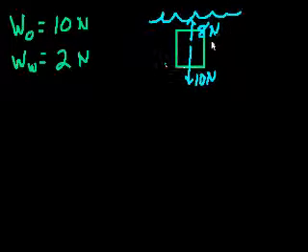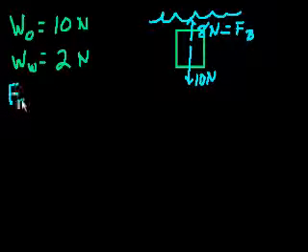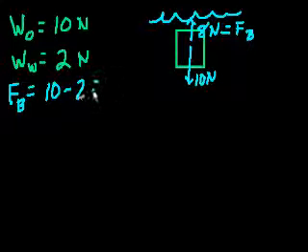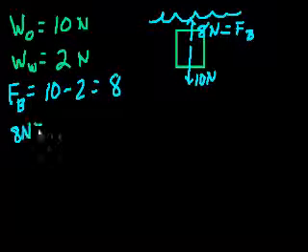And that's the buoyant force that we learned about in the previous video, and the video about Archimedes' principle. This is the buoyant force. So the buoyant force is equal to 10 minus 2, which is equal to 8, right? That's how much the water is pushing up. And what is that also equal to? That equals the weight of the water displaced. So 8 newtons is equal to the weight of water displaced.